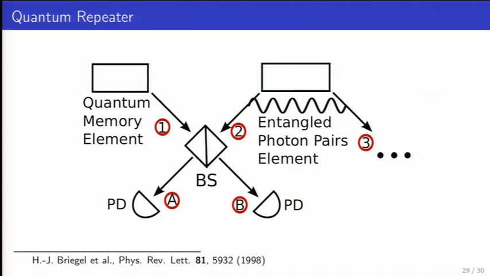Okay, now we have the quantum repeater. We have here our quantum memory, which stores photons for a certain time. And over here, the entangled photon pairs, which are useful for the entanglement swapping. If we combine a long chain of these quantum repeaters, we can reach any distance we would like to have.